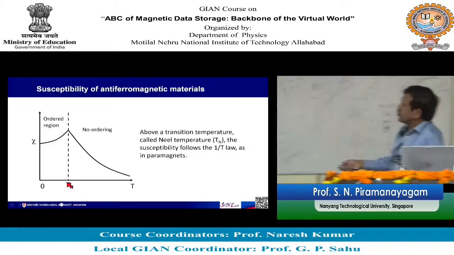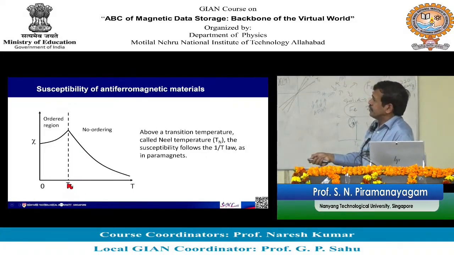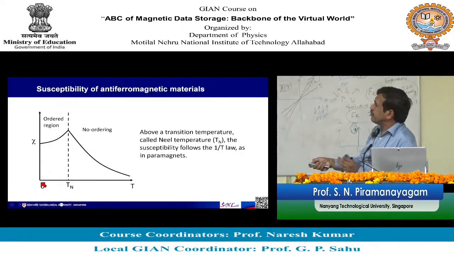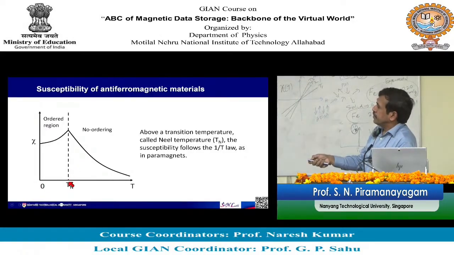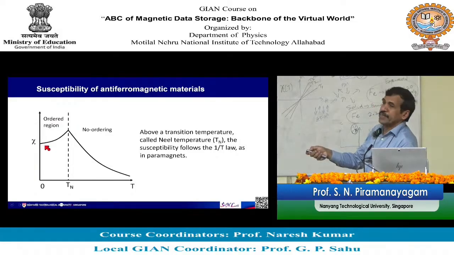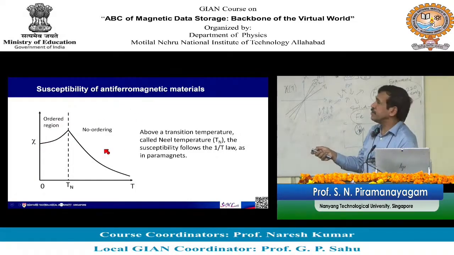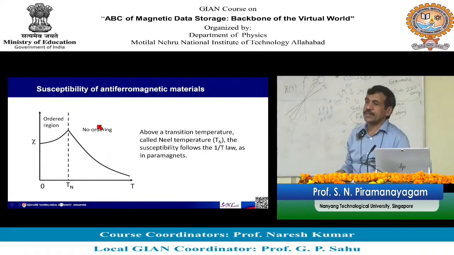So, here this point is called Néel temperature, and here the temperature is increasing from left to right. So, high temperature, low temperature. At high temperature, above Néel temperature, you see they are like paramagnetic, but below Néel temperature they have a different behavior of susceptibility. So, if you see a peak, then you can say this material is antiferromagnetic.